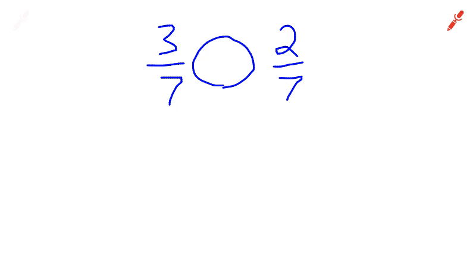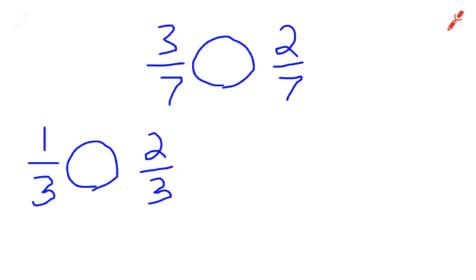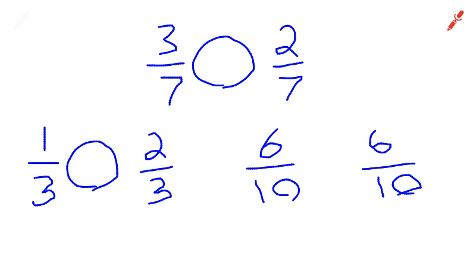Let me put a few up with similar denominators for you to try. Go ahead and try 3/7 or 2/7. Oh, geez, not equal. Sorry, I meant to put a circle there. Try 1/3 or 2/3. And I want you to try 6/10 or 6/10. So take a second, pause your video, tell me are those greater than, less than, or equal to each other.